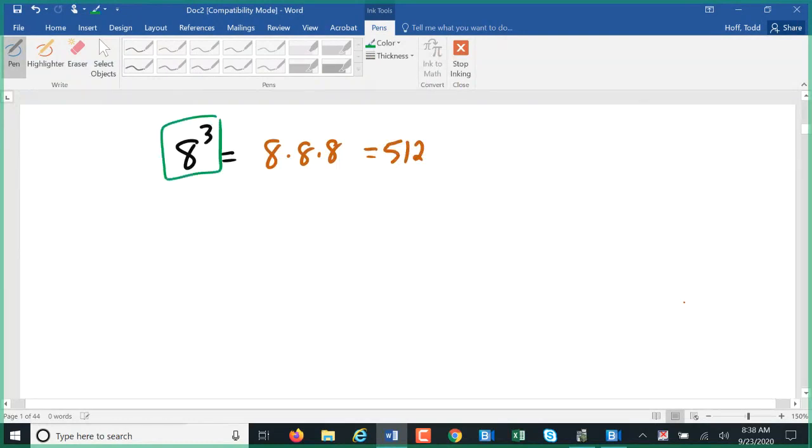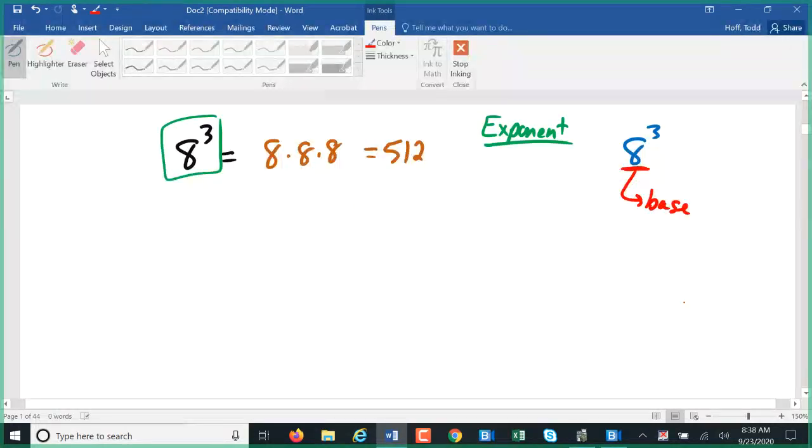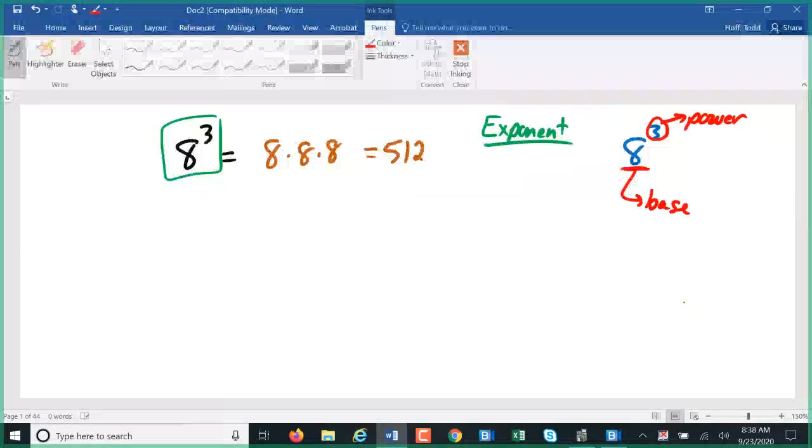This is a form of an exponent. And in that form, our exponent has two parts. It has the base, which is the number that's being acted on here, in this case the 8, and it has the power, which tells us how many times that base is going to multiply itself. So 8 to the third means 3 eights multiplied together.